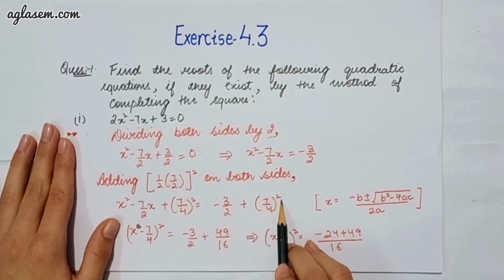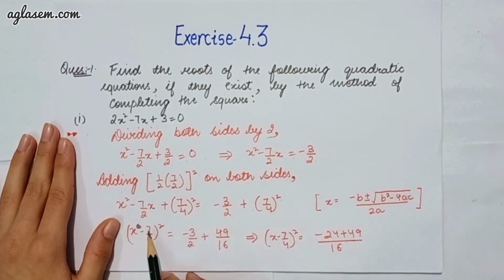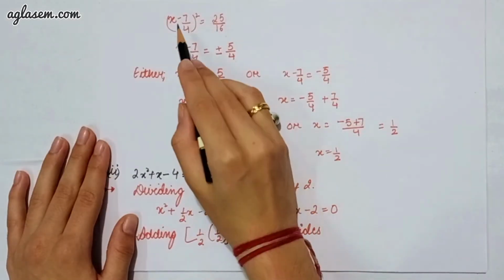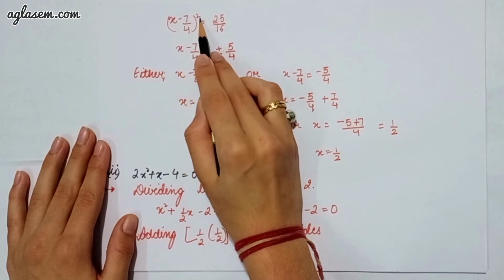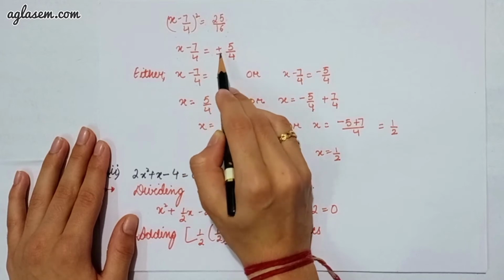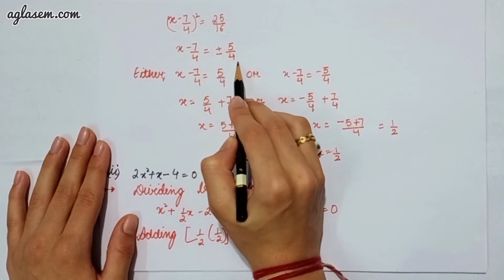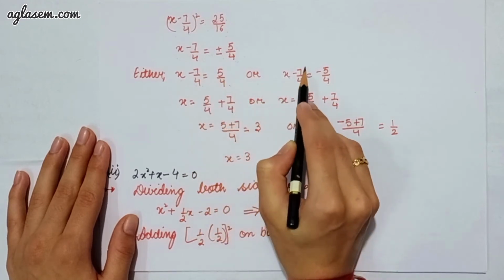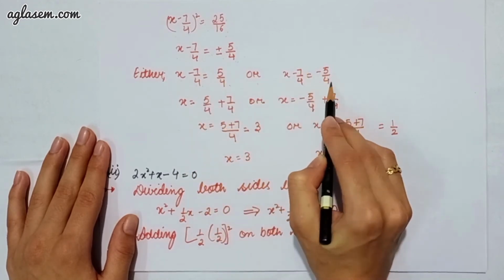So (x − 7/4)² = −3/2 + 49/16, that will give you (−24 + 49)/16. Solving further, you will get (x − 7/4)² = 25/16. So x − 7/4 = ± 5/4. Either we can write it as x − 7/4 = 5/4, or x − 7/4 = −5/4.